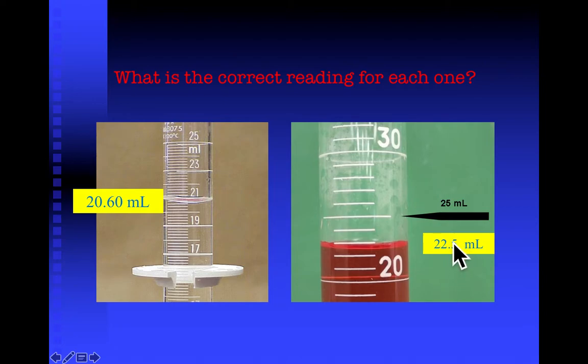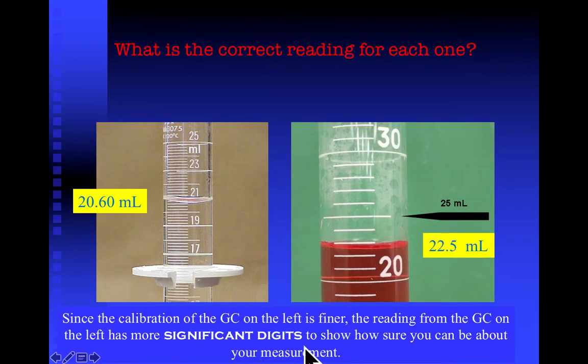Notice that we are estimating the last number, and that's a typical science practice when you're dealing with measurements, is that you can estimate the last number based on whether or not it's right on the value that you're measuring or somewhere between those two. So as we look at this, the significant digits show how sure we can be on our measurements. So this one is more finely calibrated, so we have 4 numbers here on our measurement. This one is not nearly as finely calibrated, so we only have 3 numbers that we can report on it.